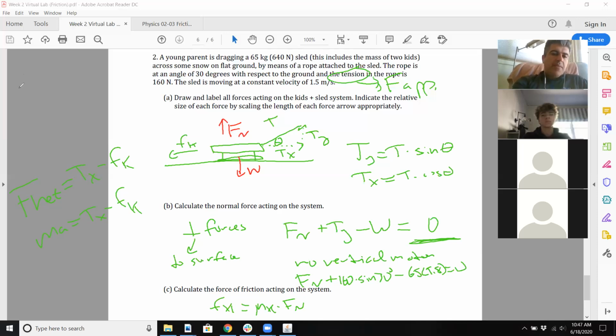So keep in mind, Fn does not necessarily equal mg the whole time.